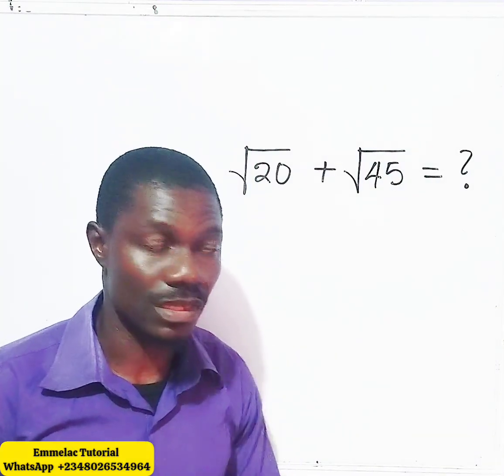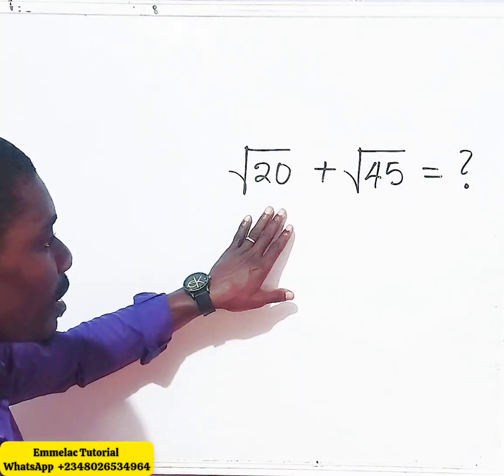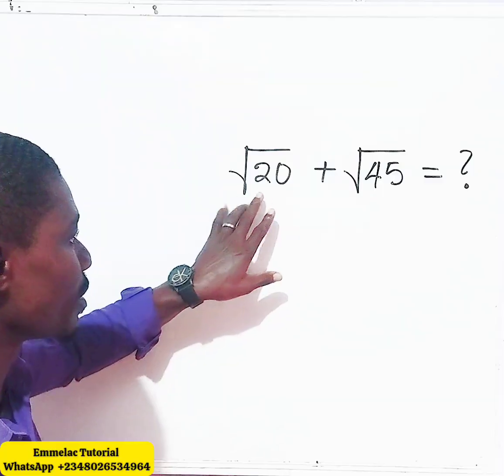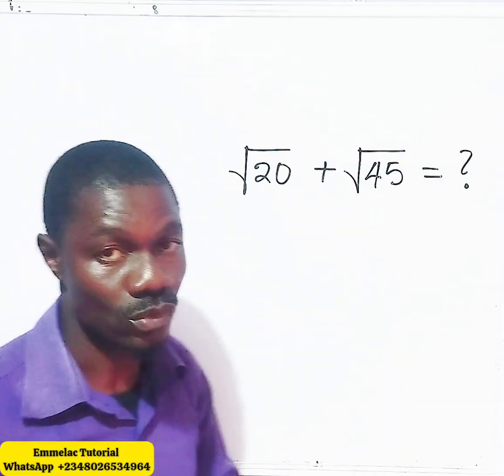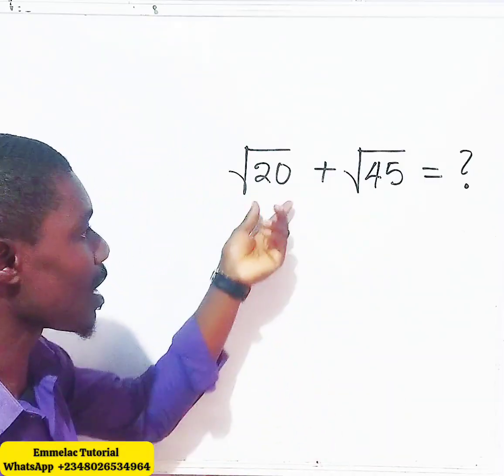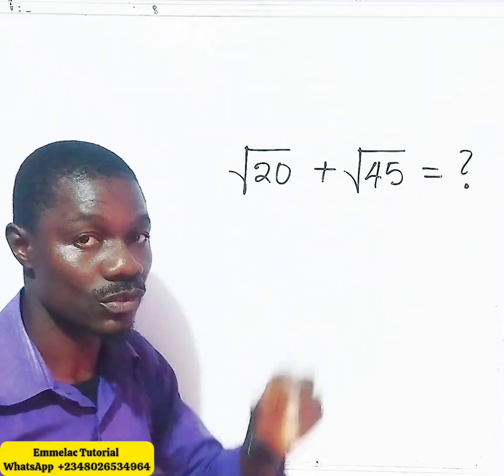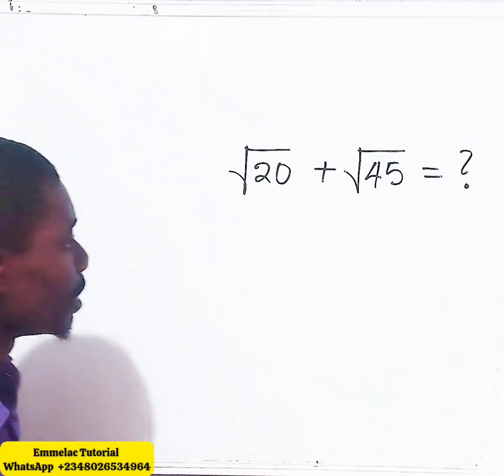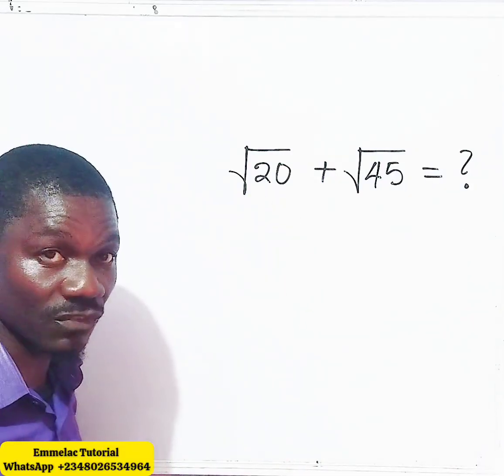In this tutorial today, let us find an answer to this radical expression. So here we have root 20 plus root 45. As long as the digits inside the root are not a perfect square number, all we need to do is to break them down or simplify them.